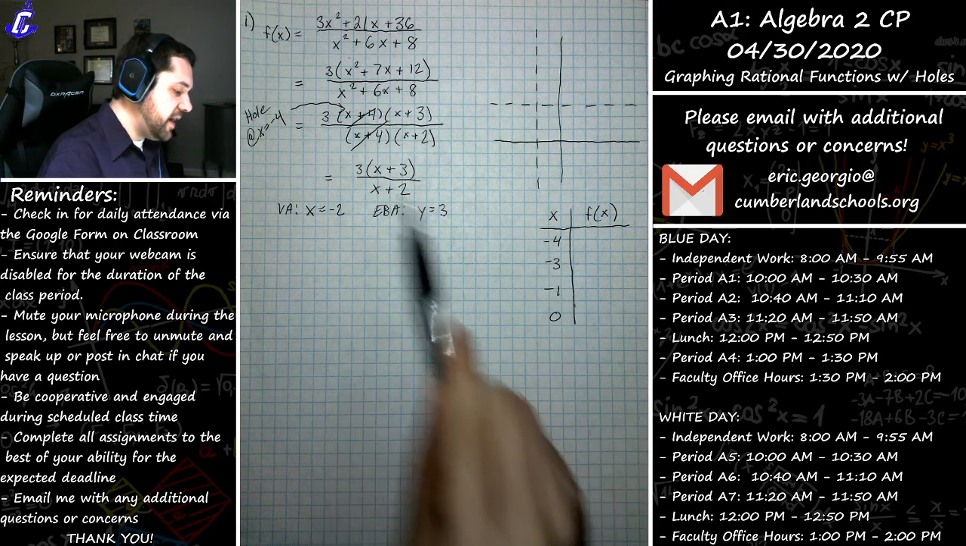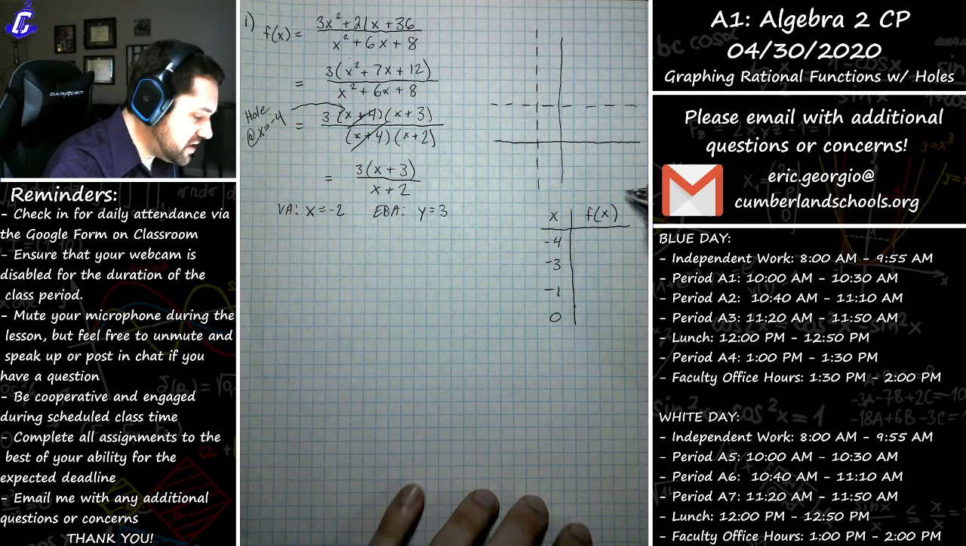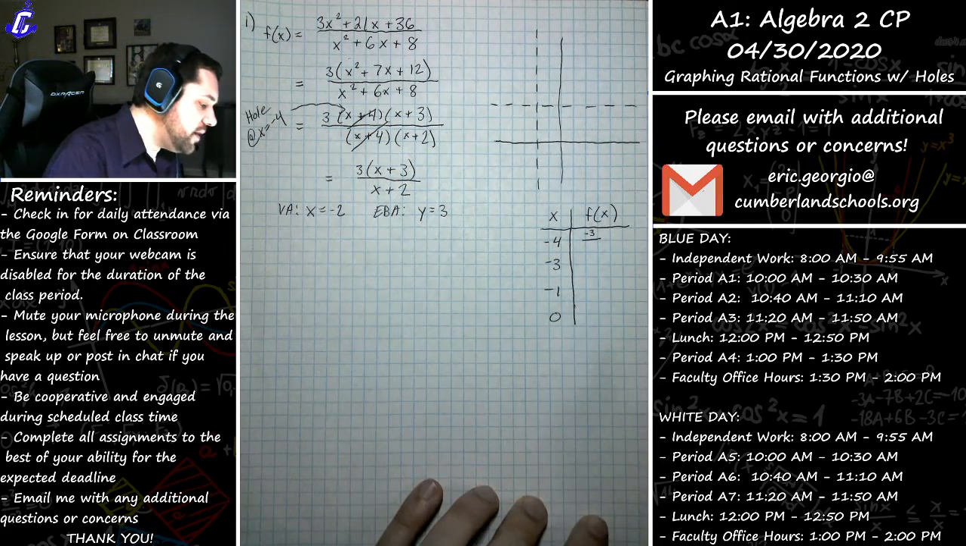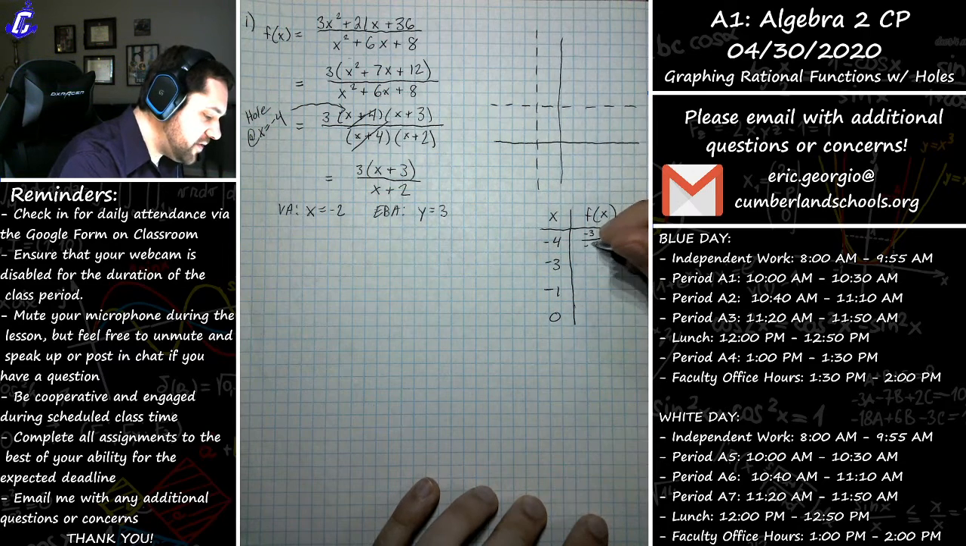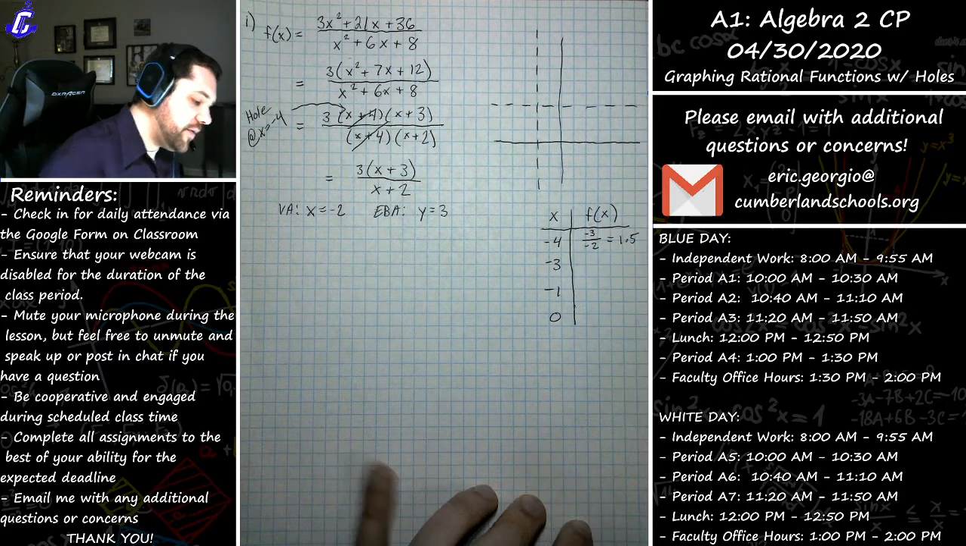What I would do is I'd take negative 4 and plug it in. In the numerator, we get negative 4 plus 3, which is negative 1. 3 times negative 1 is negative 3, over negative 4 plus 2, which is negative 2. So negative 3 divided by negative 2 is positive 1.5.